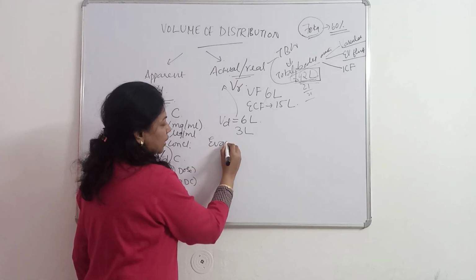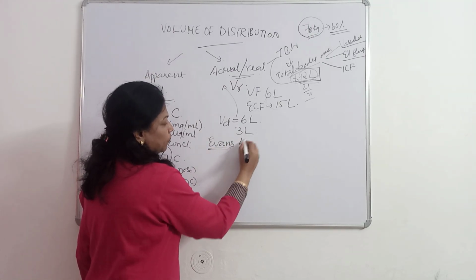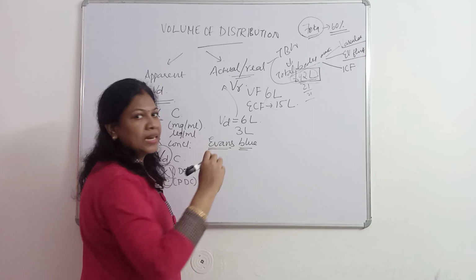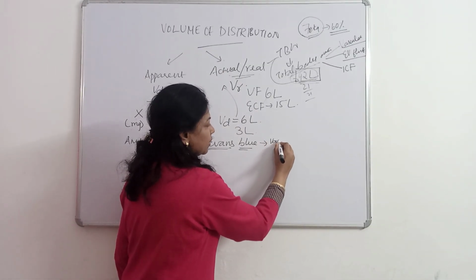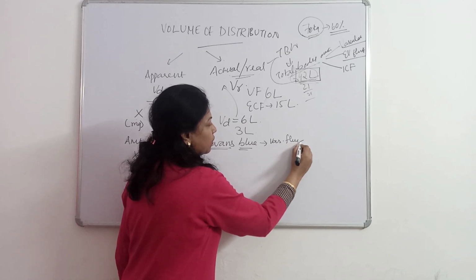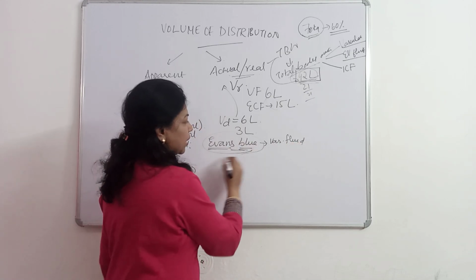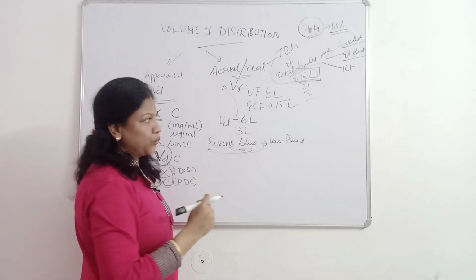Evans blue can penetrate through the blood and can be easily accessible. So this is used to determine the vascular fluid. The blood volume can be determined by this dye, Evans blue.